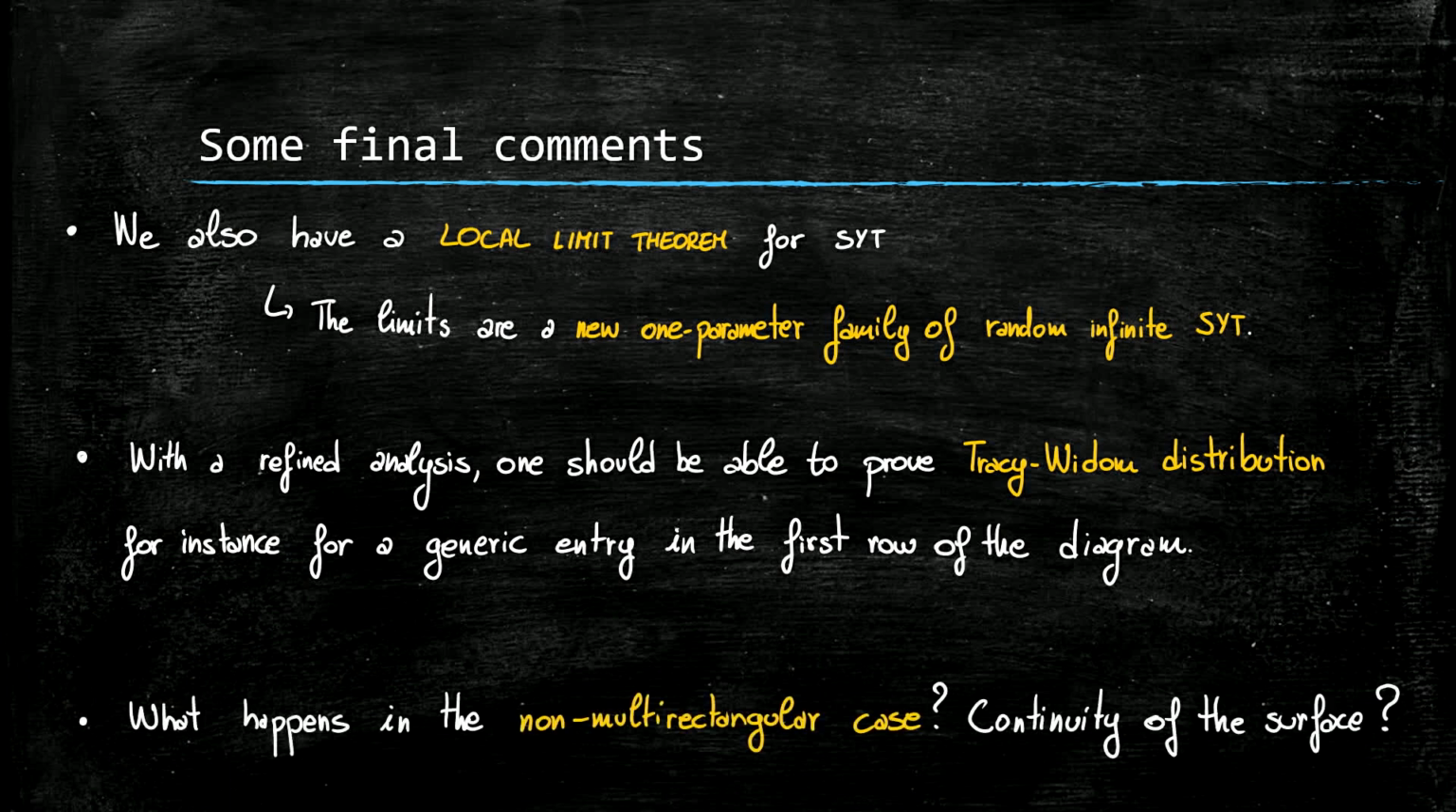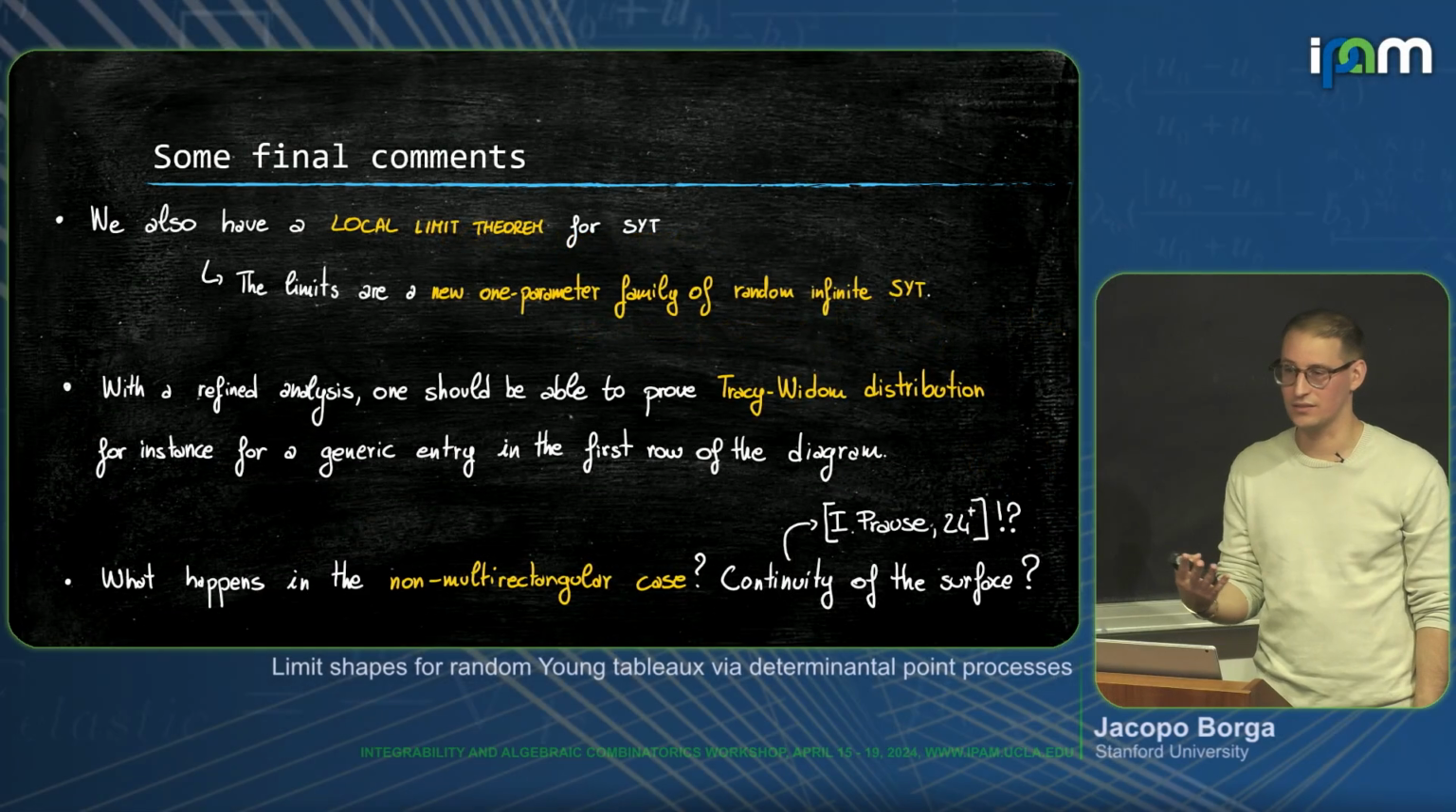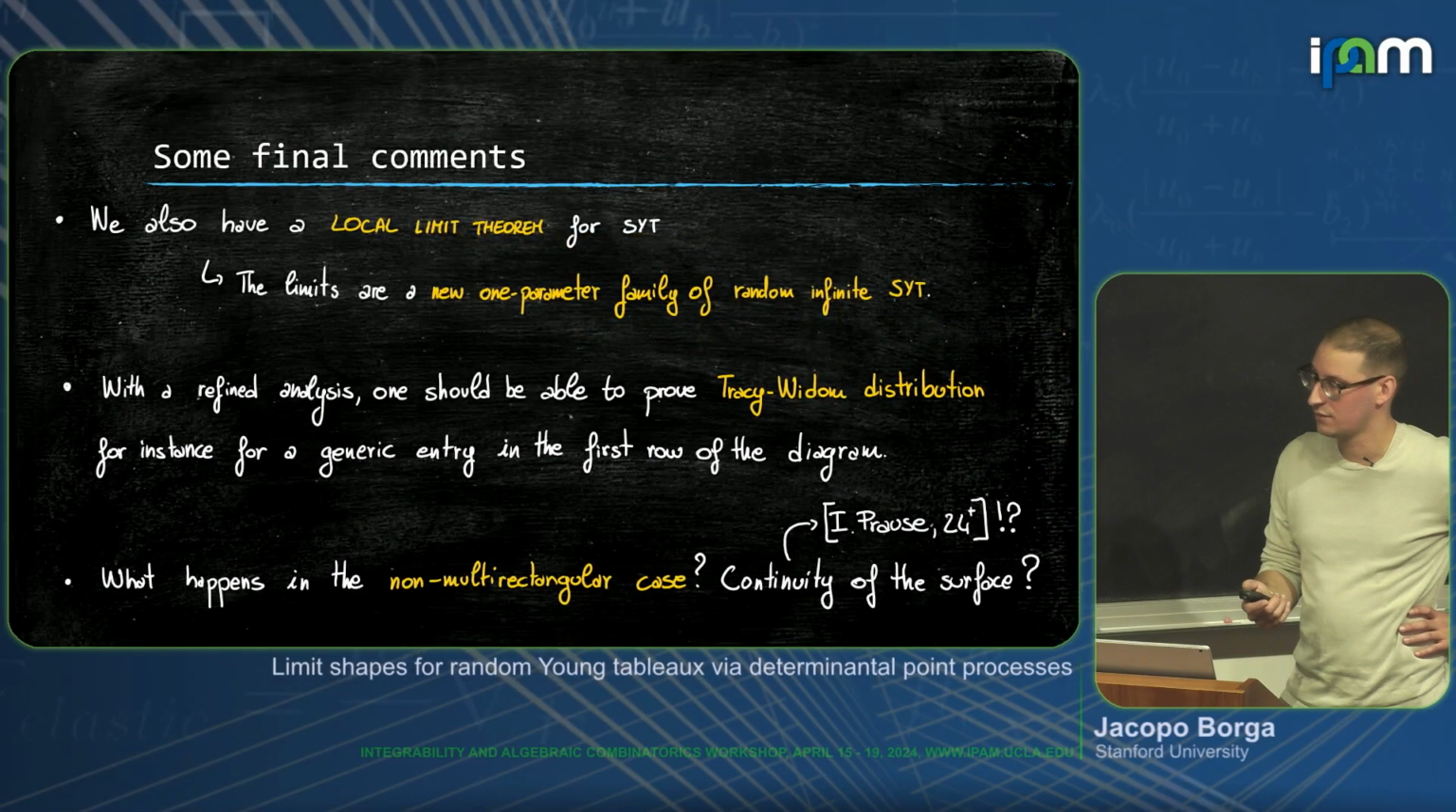And then one natural question would be, what if you go out of this integrable world where it's not multi-rectangular, so you don't have this determinantal point process? This is very open, but I talked to Yvès Stanpros, and he might have something. I can discuss, if you want, what he told me, but he might be able to say at least when the surface is continuing in the general setting.